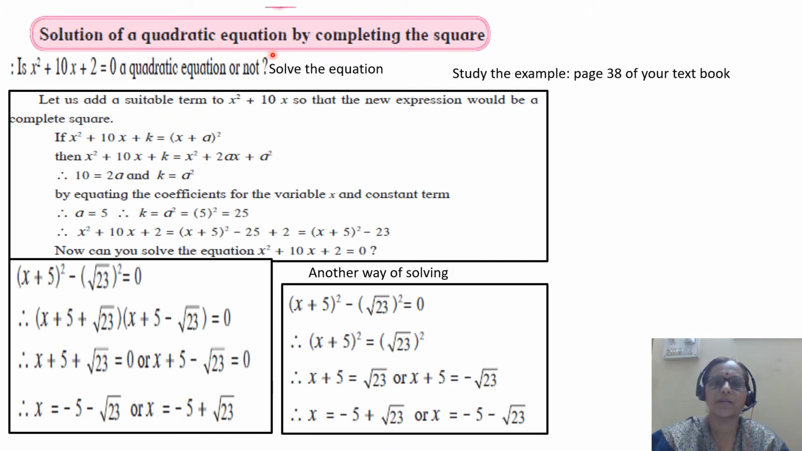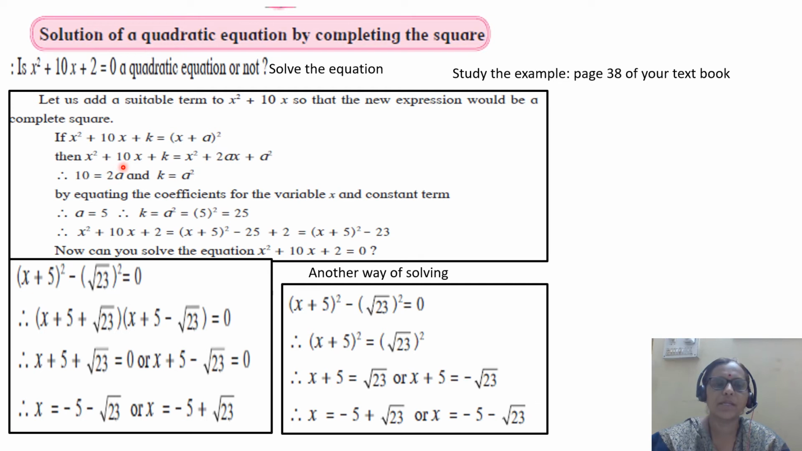Solution of a quadratic equation by the completing the square method. So let us consider the example. Is x² plus 10x plus 2 a quadratic equation or not? Solve this equation. So add a suitable term to this x² plus 10x so that it forms a complete square. So x² plus 10x plus that term is k. When we add k, it forms a complete square. What is that complete square? (x plus a) whole square.